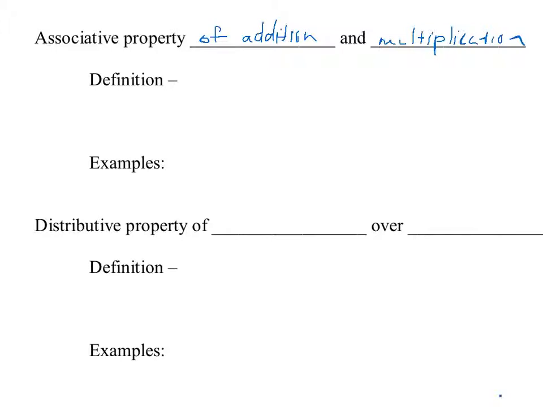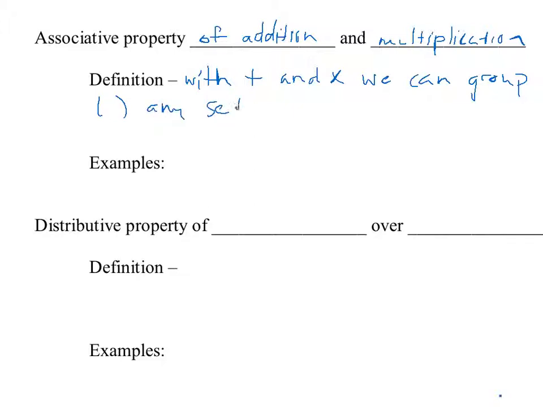So, for our definition of associative property, with addition and multiplication, we can group, and that's using parentheses, any set we want first.